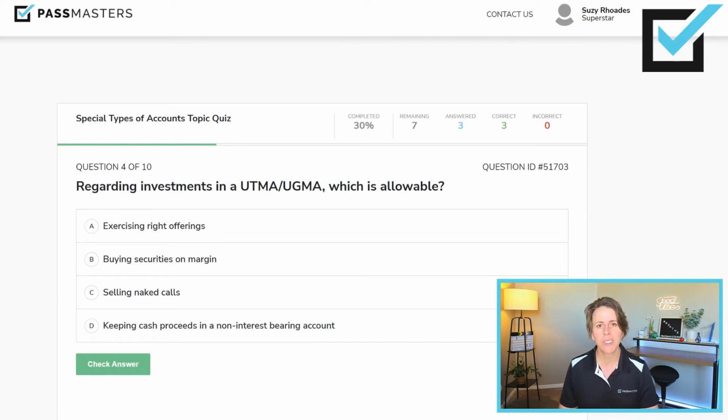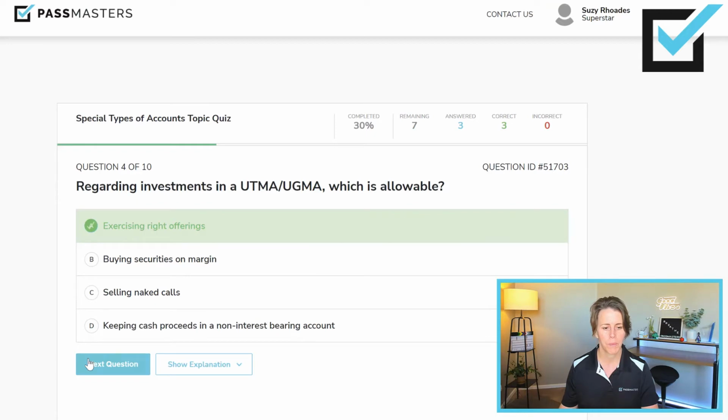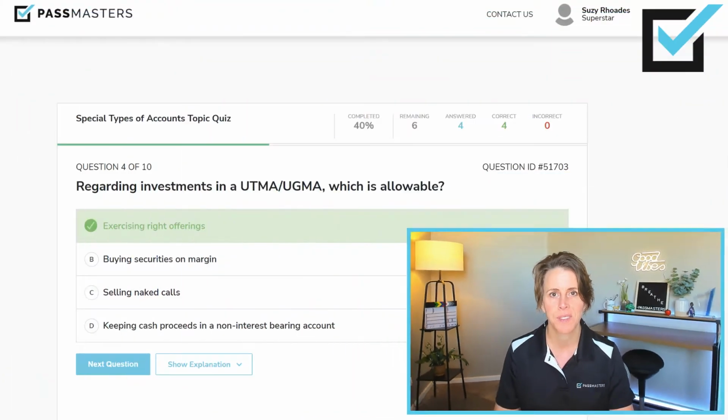So this is a securities account for a minor. You have to exercise caution when it's a minor's account. So which one of these would be okay? Exercising rights offerings would be allowable. Buying securities on margin would be a higher level of risk. It would not be suitable in a UGMA, UTMA account. Selling naked calls exposes the investor to unlimited risk, so definitely not a good idea. Keeping cash proceeds in a non-interest bearing account is not allowed. Cash proceeds in a UGMA, UTMA account must be kept in an interest bearing account.